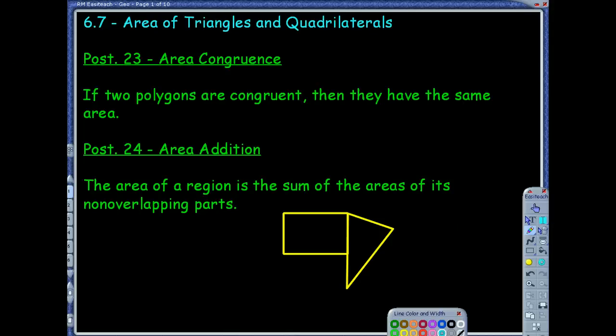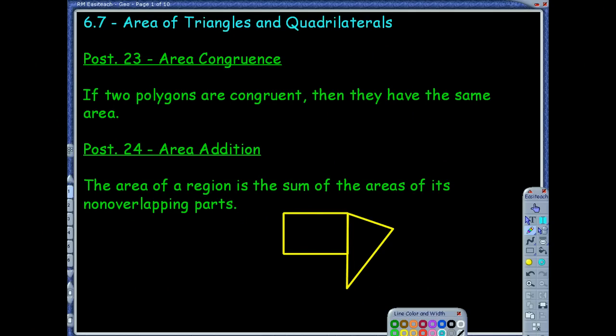Section 6.7 is focusing on area of triangles and quadrilaterals. So we're going to still see some triangles that we've seen before. We've already talked about the areas of those, but we're also going to be doing some combinations of shapes too. So we're going to see some quadrilaterals as well. And of course, 2- and 3-sided figures for the most part.